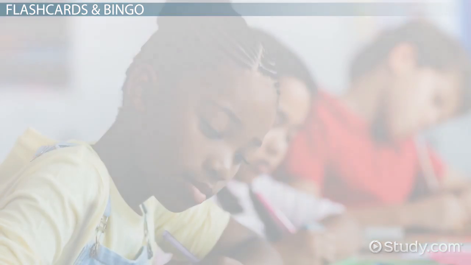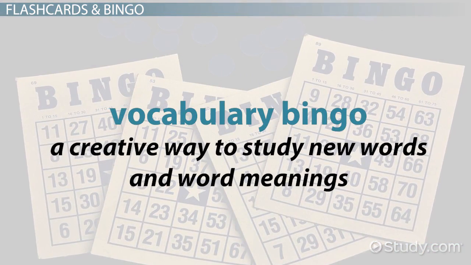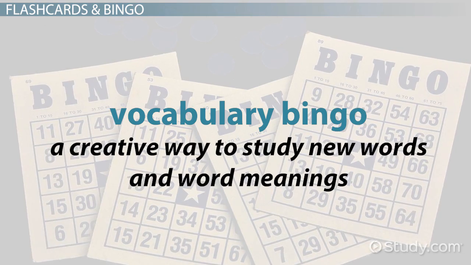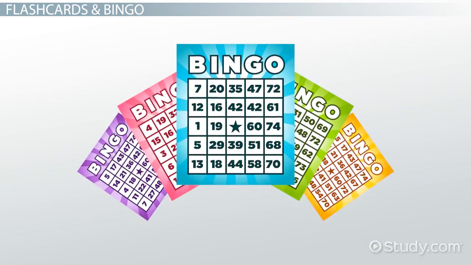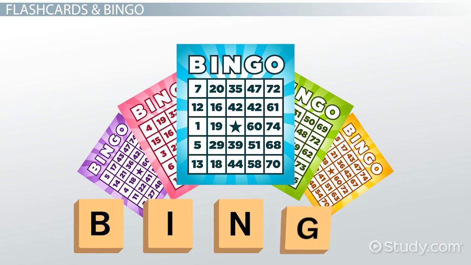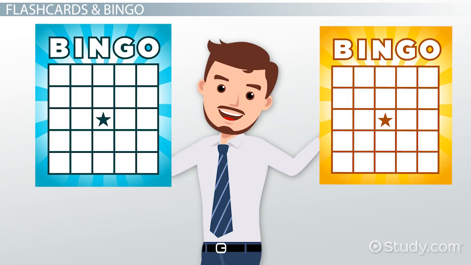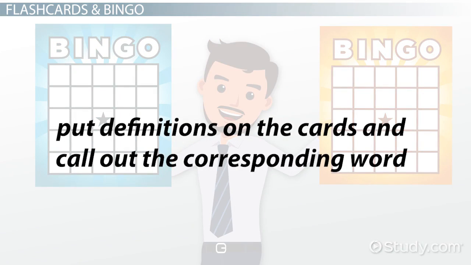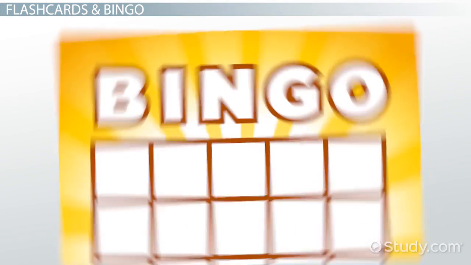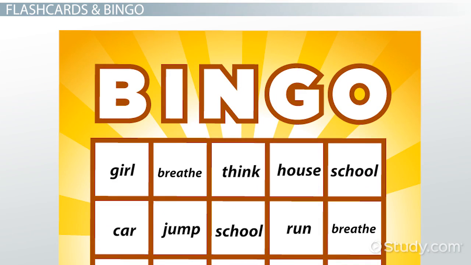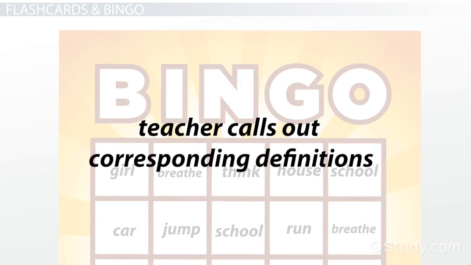Vocabulary bingo gives students a creative way to study new words and word meanings. With traditional bingo, students would listen for a corresponding letter, B, I, N, G, or O, and a number. However, with vocabulary bingo, there are 2 options for creating the bingo cards. One way is for teachers to put definitions on the cards and call out the corresponding word. Another way is for the actual vocabulary words to be printed on the cards, and the teacher calls out corresponding definitions.